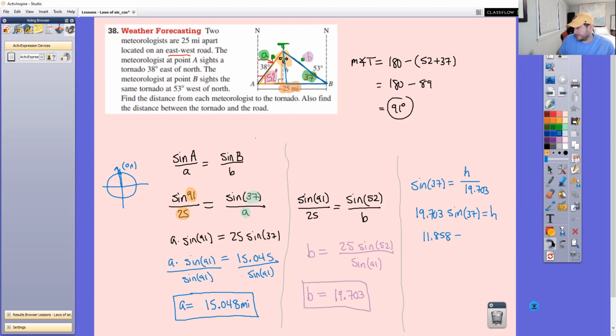And I forgot my units. These are still miles. Miles. These are miles. Okay. So that's it for that one. There. Okay, that's a ridiculous thing to care about, but I care about it.